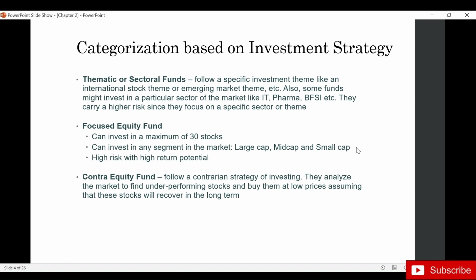Finally, the last classification based on investment strategy is the contra equity fund. These follow a contrarian strategy of investing. So the fund managers of contra equity fund analyze the market to find underperforming stocks and then they buy these stocks at low prices under the assumption that these stocks are going to recover in the long term and they are going to give very good returns.